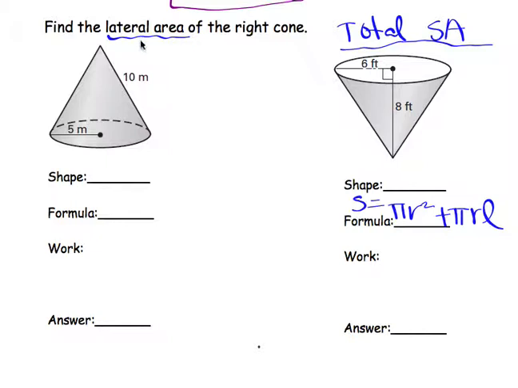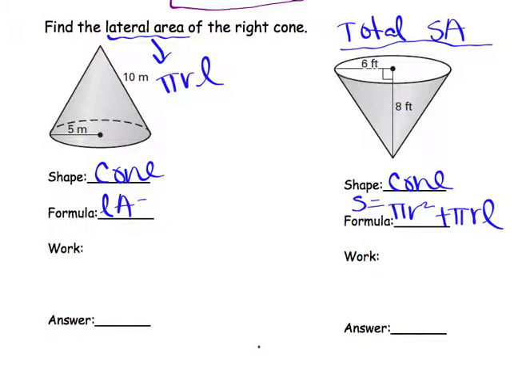If you just want the lateral surface area of the cone, then you don't want the circular base, so you don't want the pi r squared part. So the lateral area of a cone, the formula is pi rl. So we've got a cone for each of these. They're both cones. So for the lateral area, it's pi rl.